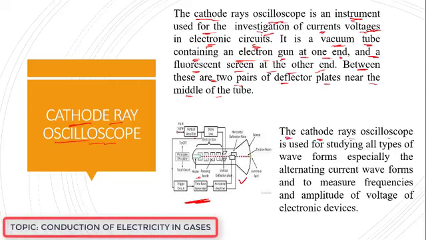Also, the cathode ray oscilloscope is used for studying all types of waveforms, especially the alternating current waveform. The alternating current waveform moves sinusoidally. This is the waveform of an alternating current. But a direct current moves in a straight line in one single direction. We also use the cathode ray oscilloscope to measure the frequencies and amplitudes of voltage of electronic devices.